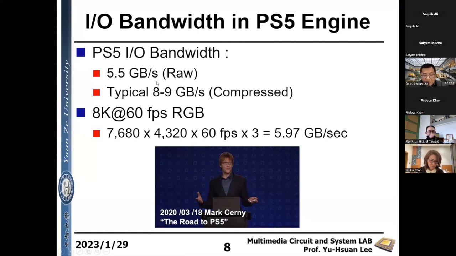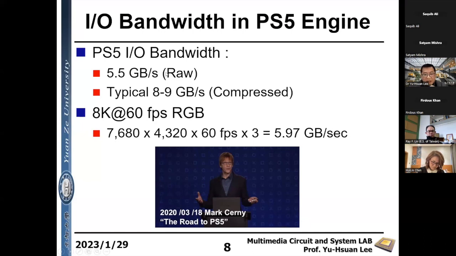Why can it be that high? Because this gaming console focuses on advanced display resolution, that's 8K at least 60 frames per second for RGB content. If you calculate its bandwidth with this spec, we find it's about 5.9 gigabytes per second, which is a little bit higher than the limitation of the PS5 I/O bandwidth.